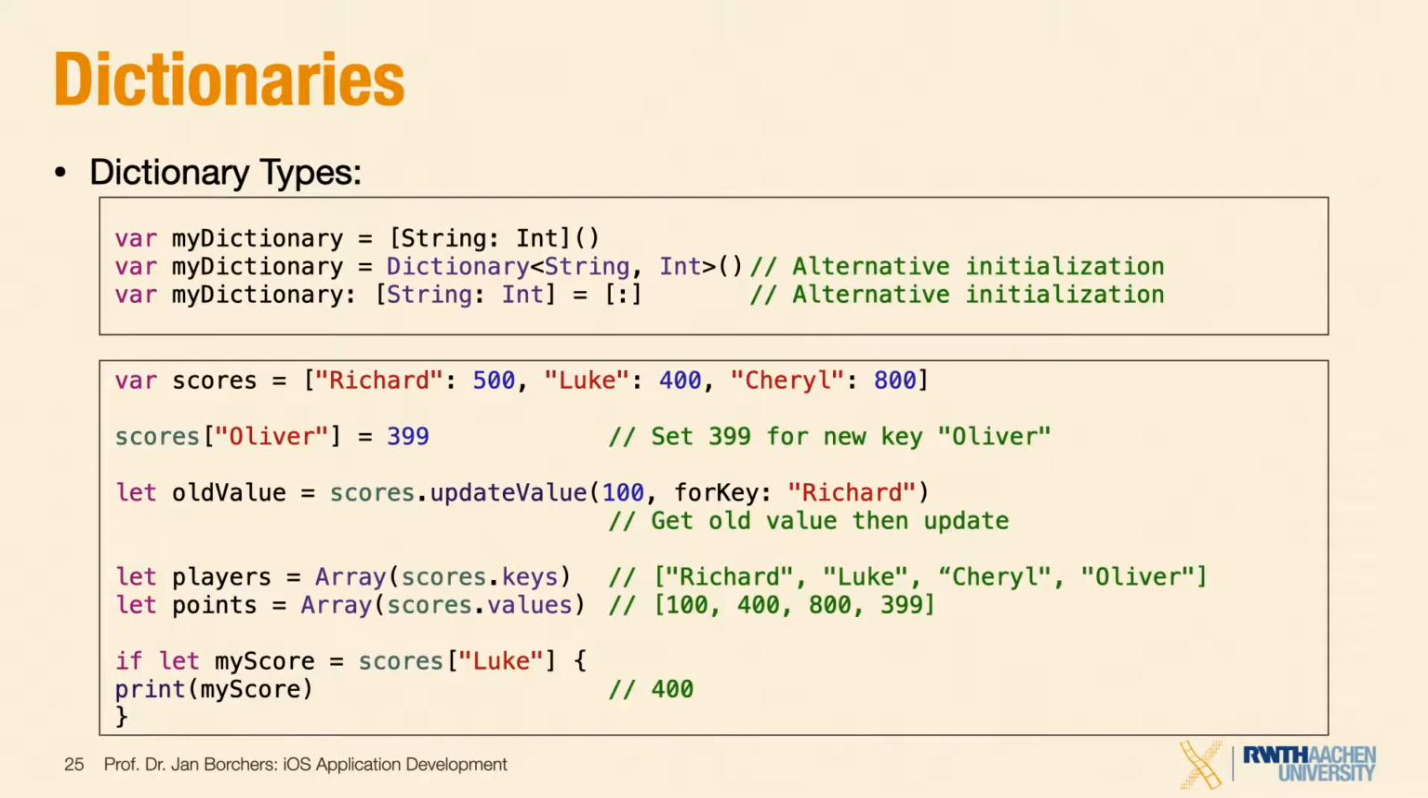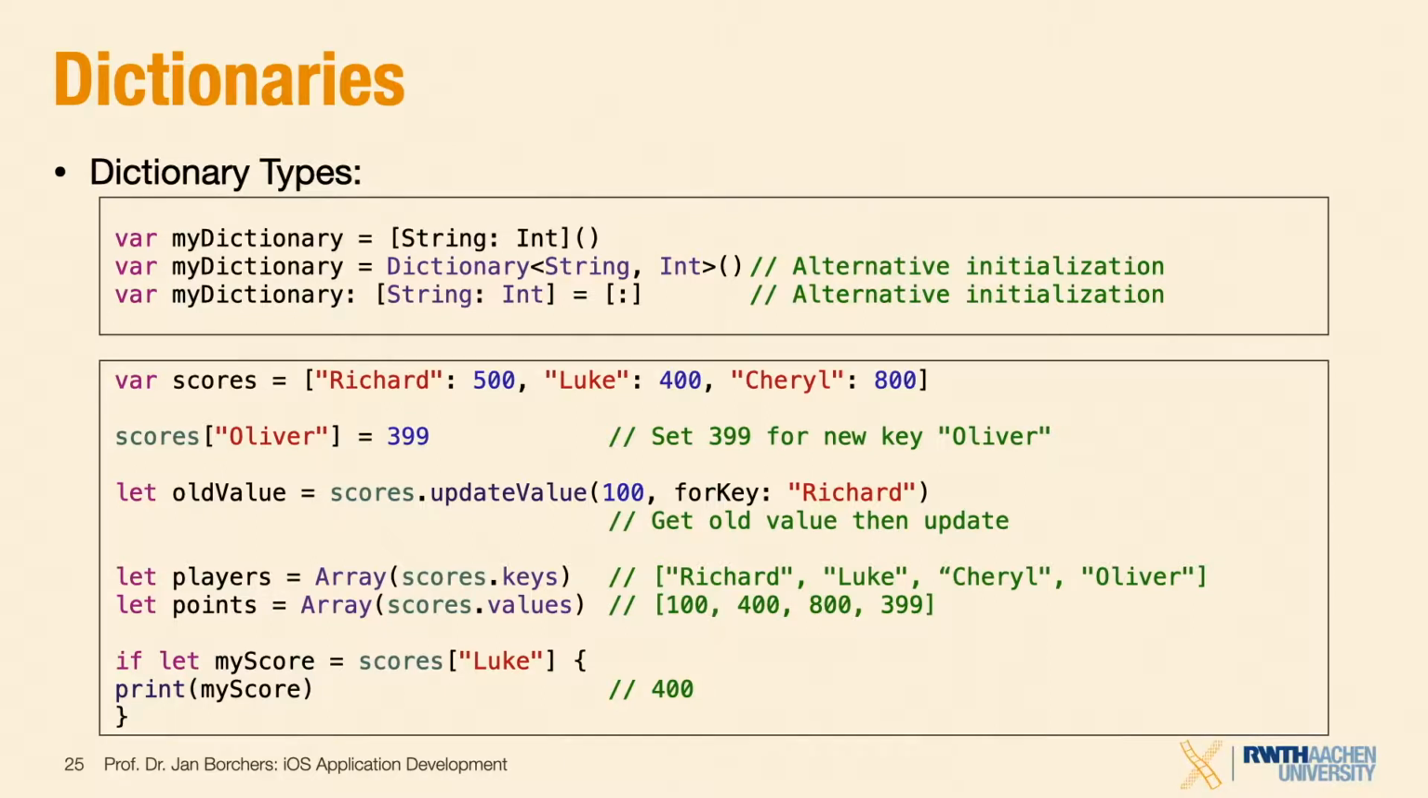Another way to create them is, again, using an example. Right? So here we've got the scores dictionary. It's a variable one. We can change it later. And we put in 3 values, right? 3 key value pairs, sorry. Richard, Luke, and Cheryl are the 3 keys, and 500, 400, 800 are the 3 values that go in there.